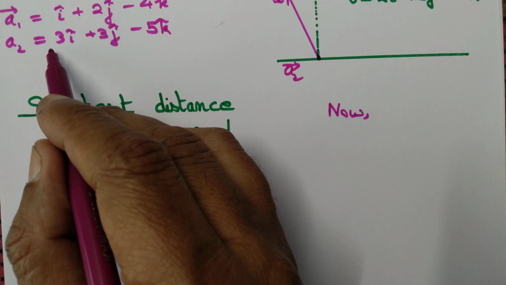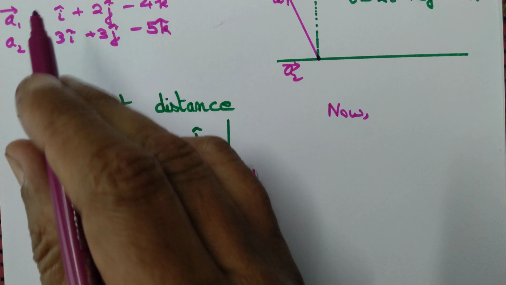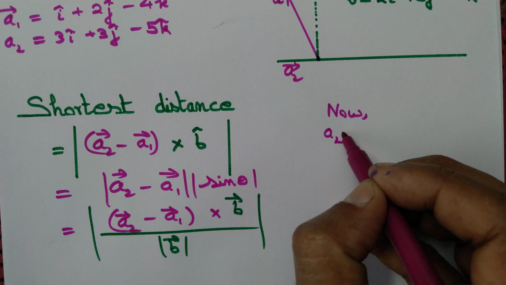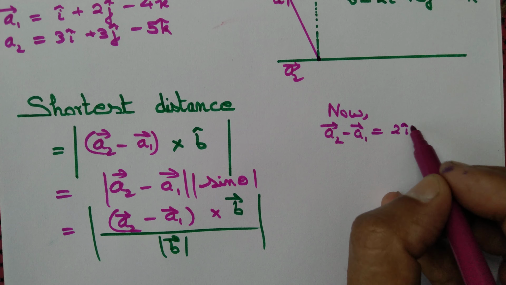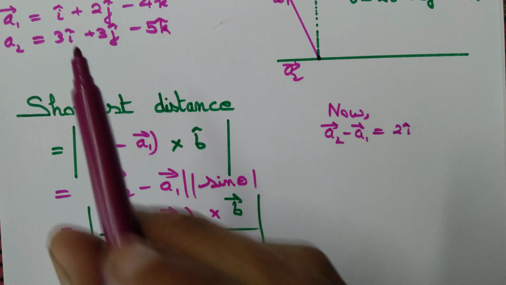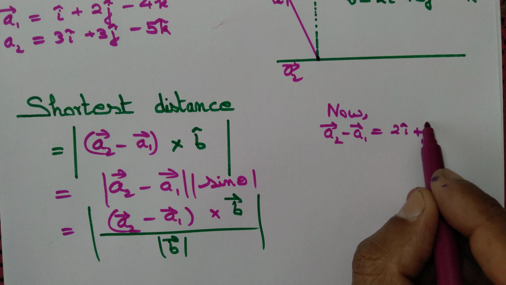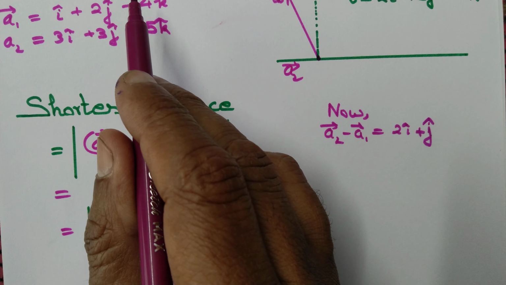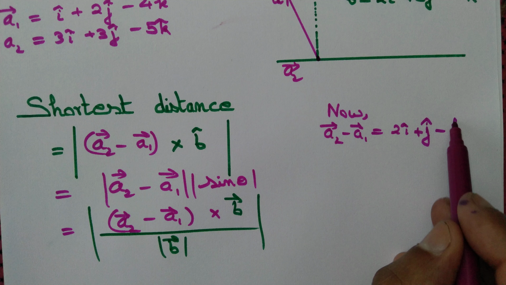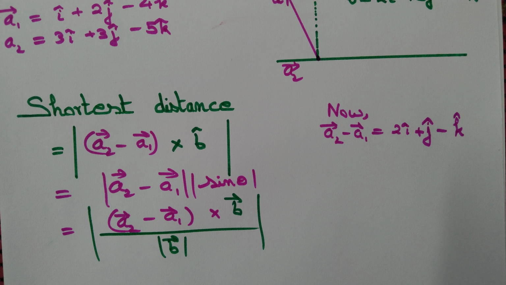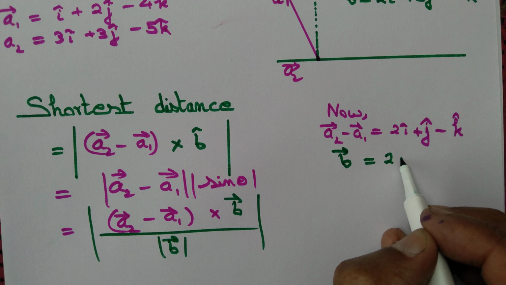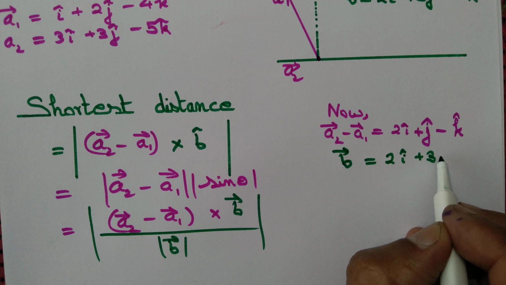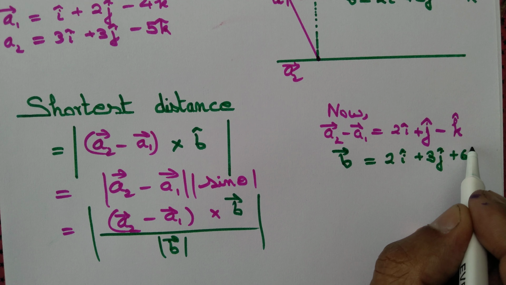Now A2 minus A1 equals 3i minus i, which is 2i, and then 3j minus 2j is j, plus minus 5k plus 4k, that is minus k. Okay, we got A2 minus A1. What about vector B? Vector B equals 2i plus 3j plus 6k.